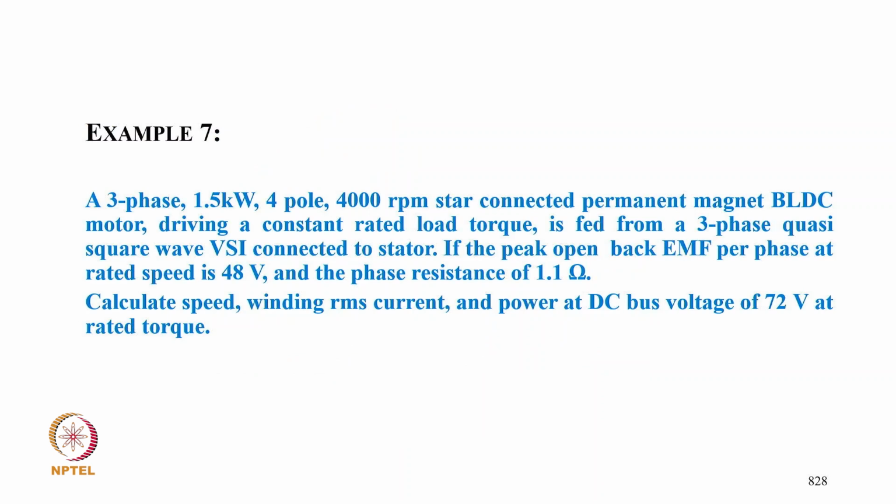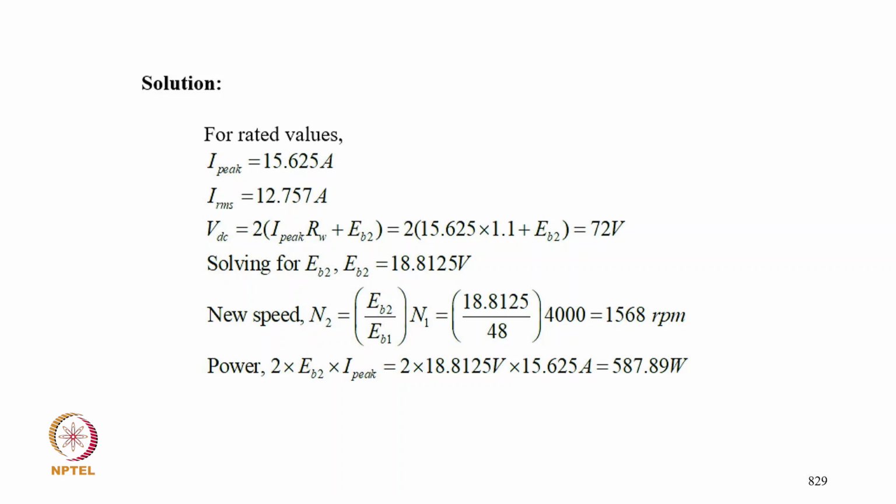So coming to example 7: a 3-phase 1.5 kilowatt 4-pole 4000 rpm star connected permanent magnet brushless DC motor driving constant rated torque is fed from a 3-phase quasi square wave VSI connected to the stator. If the peak open circuit back EMF per phase at rated speed is 48 volt and the winding resistance is 1.5 ohm, calculate speed, winding current and power at DC bus voltage of 72 volt at rated torque.